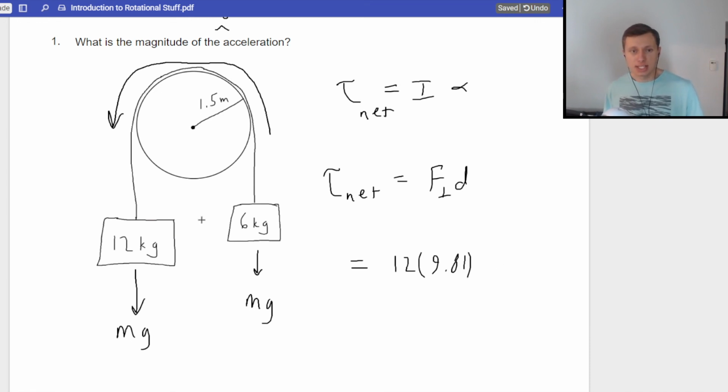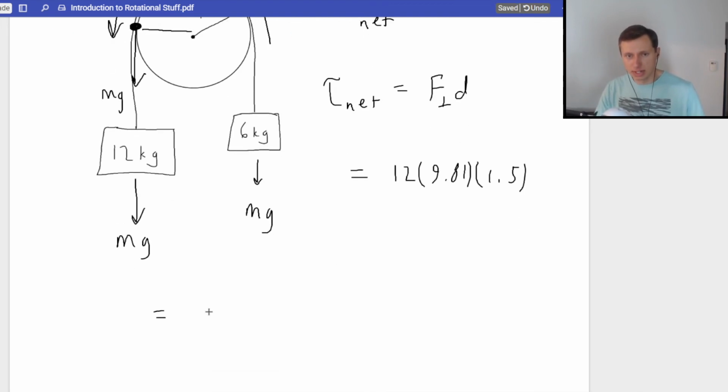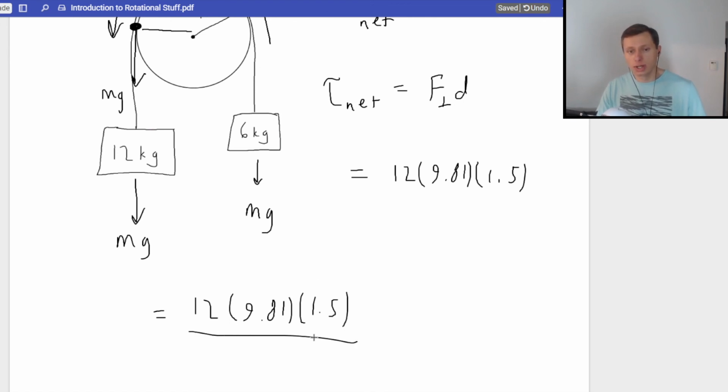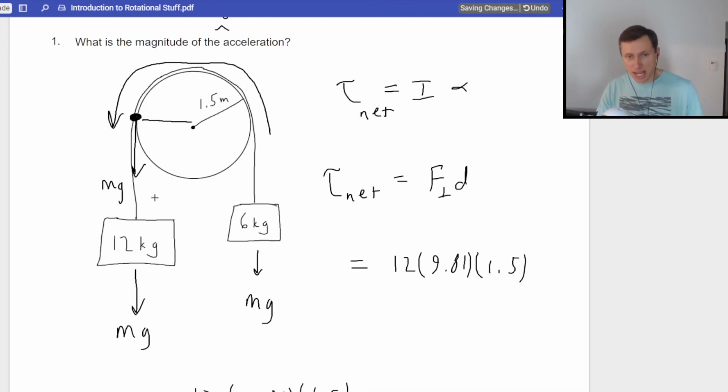And now that distance, think of it like this. Even though the mass is way down here, it's essentially coming into contact with the wheel at that point right there. There's where our force mg really is acting on the wheel. And that distance from the center is 1.5 meters. So times 1.5. I need more room. I'll write it down here. 12 times 9.81 times 1.5. That's all the torque from just the left side.